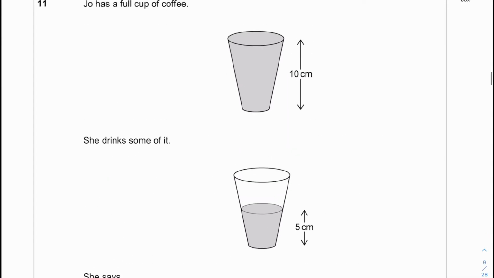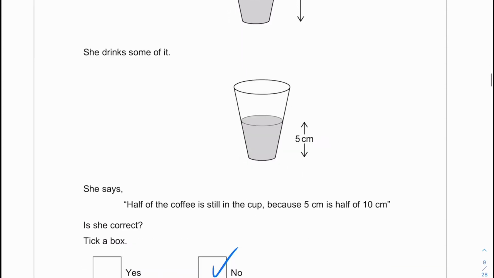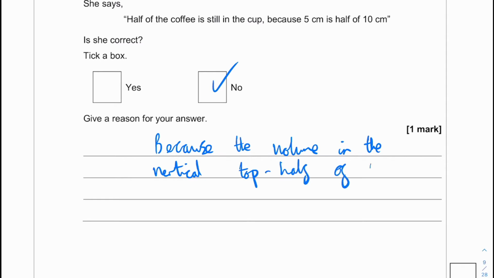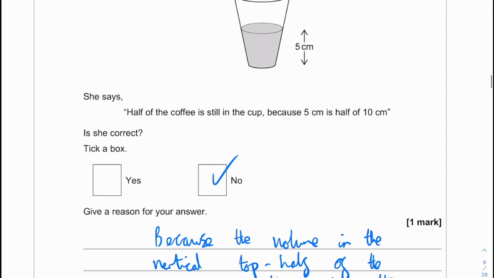No. And we can say the reason is because the volume in the vertical top half of the cup is greater than the bottom half. And that will be enough to get the 1 mark for that question.